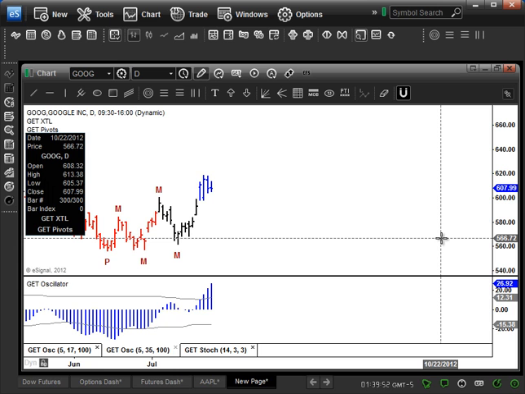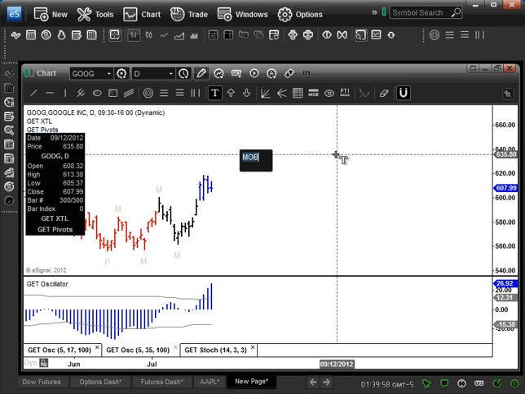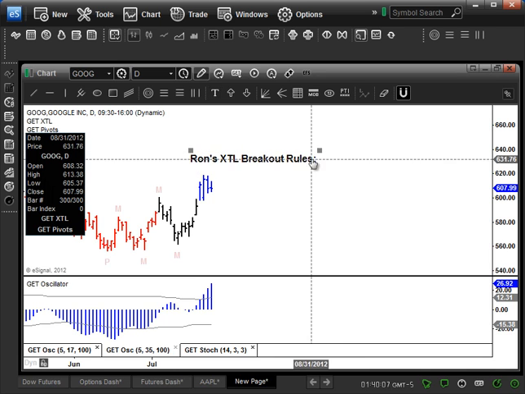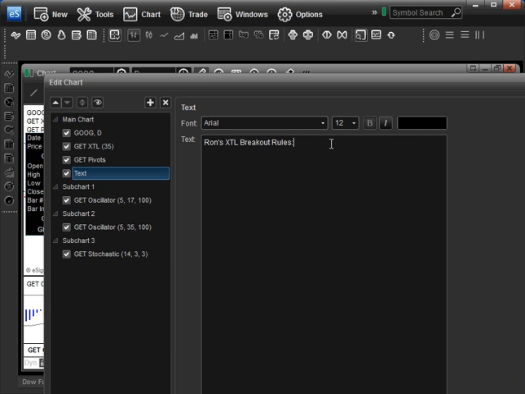Now, the way that I do this is I came up with my own rule set for this. The first thing I do, I'm just going to call this Ron's XTL Breakout Rules. You'll have to pardon some of my typos here. As I say in a mentoring, I'm a trader. I'm not exactly an English professor here.